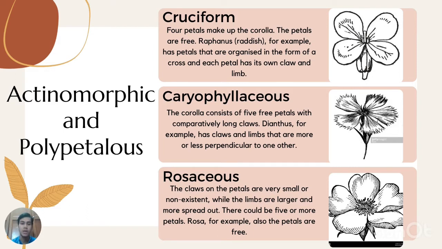And lastly is rosaceous. The claws on the petals are very small or non-existent, while the limbs are large and more spread out. There could be 5 or more petals. Rosa, for example, also has free petals.